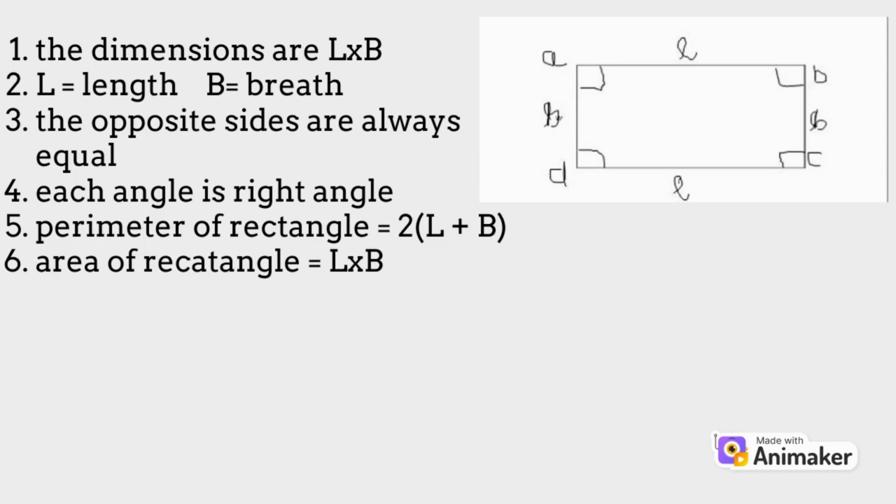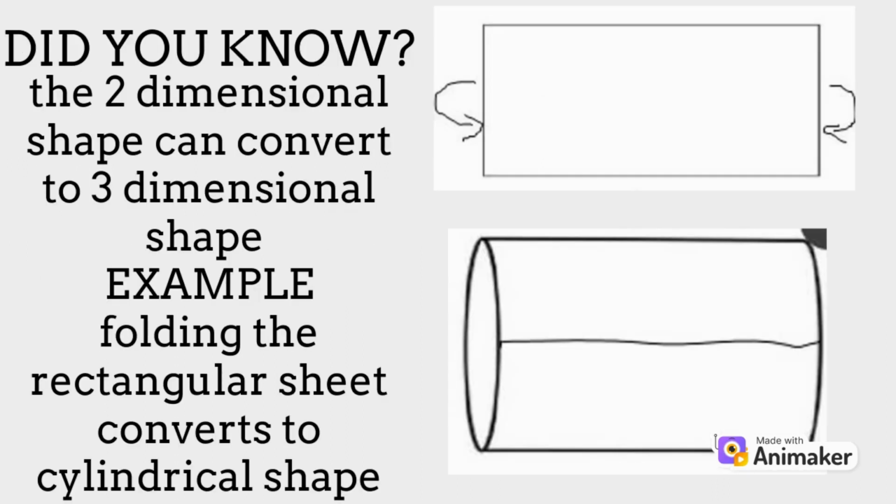Point number 5. Perimeter of rectangle equals 2 into (L plus B). Point number 6. Area of rectangle equals L into B, also known as length into breadth. This gives the area of the rectangle. Did you know? The two-dimensional shape can convert to a three-dimensional shape. Example. Folding the rectangular sheet gives the cylindrical shape.